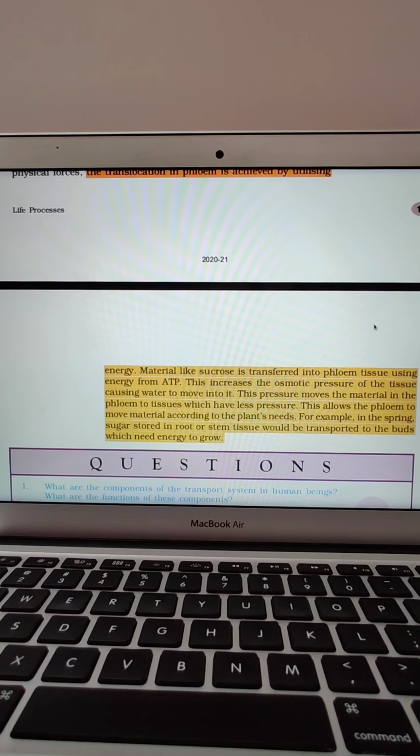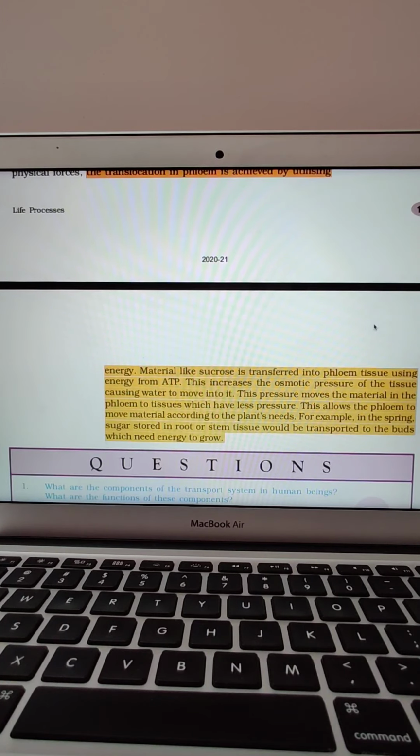So for that I would like to give you an example: during the spring, what happens? The sugar stored in the root or stem is transported to the buds. Why? Because the bud needs to flower and then requires the formation of the fruit. So it requires higher energy for that. So during which, what happens? In the spring season we see that the direction of transport of this stored food occurs from the root to the bud side.